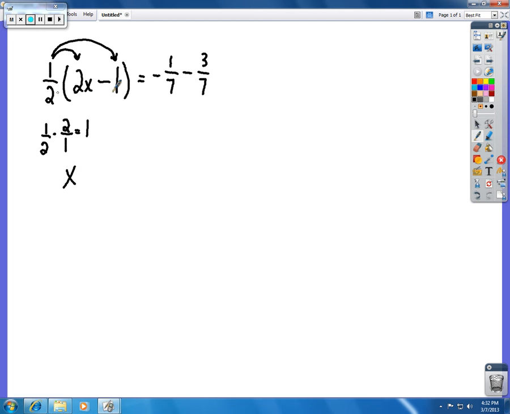And then 1/2 times a -1, again if I do that down here, we'll take that whole number and put it over 1. So I've got 1 times -1, which would be -1, and then 2 times 1, which is 2. So this side simplifies to x minus 1/2.